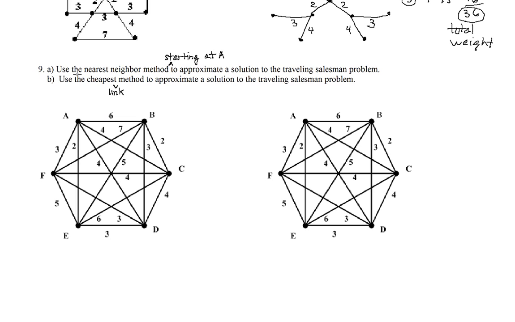Okay, so part A here, nearest neighbor starting at A. So what we do there is we're going to start at A. We want to go to the closest vertex from A. So this is 6 away, 4 away, this is 4, 2, and 3, so 2 is the closest. So our first leg is going to go from A to E. So we're going to do A to E.